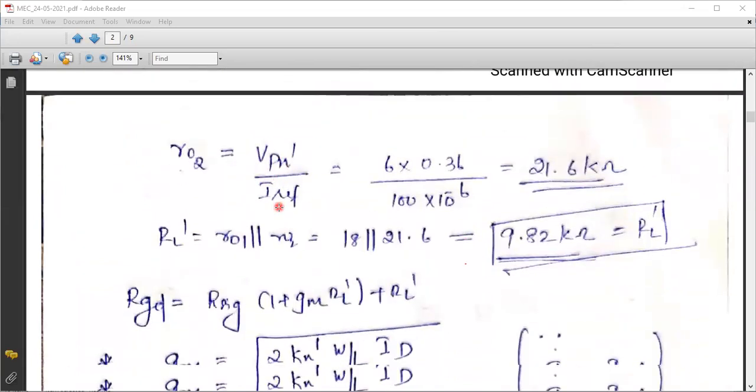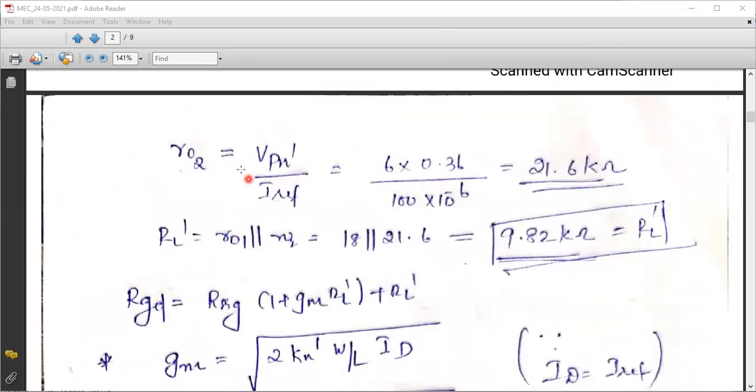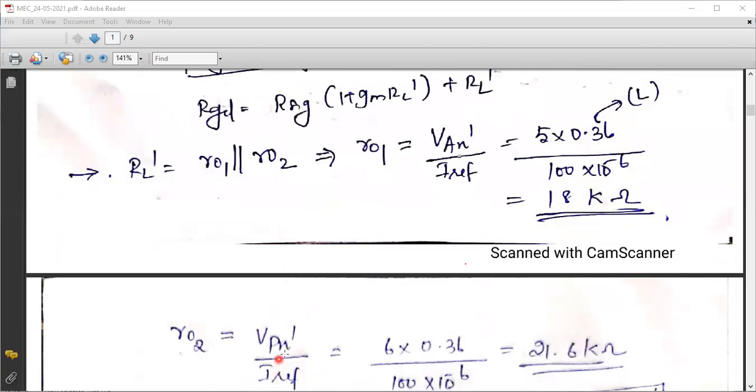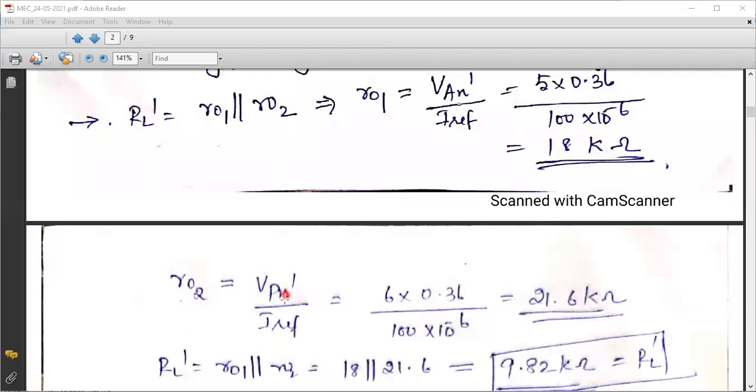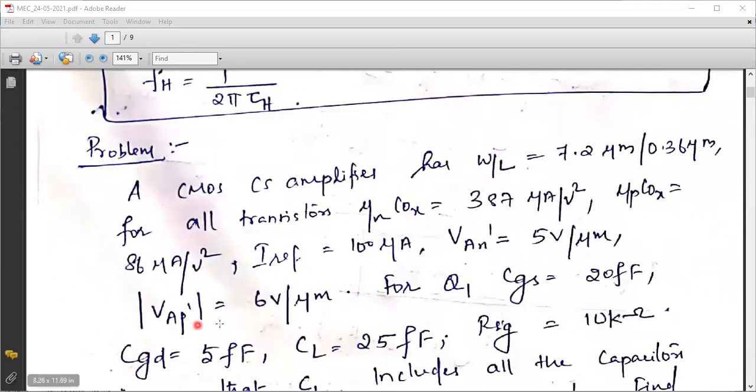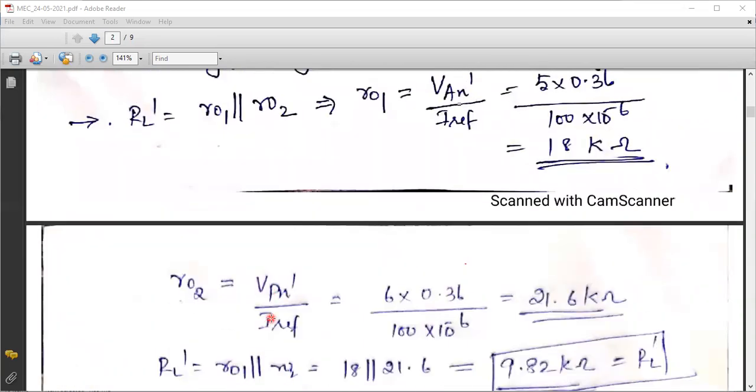ro2 is VAP dash by IREF. Why am I going for VAP? Because this is the early voltage of the P MOSFET. It is not VPN, it is VAP. That is the early voltage of the P MOSFET, VAP, 6 volt per micrometer. VAP by IREF. It is VAP dash by IREF.